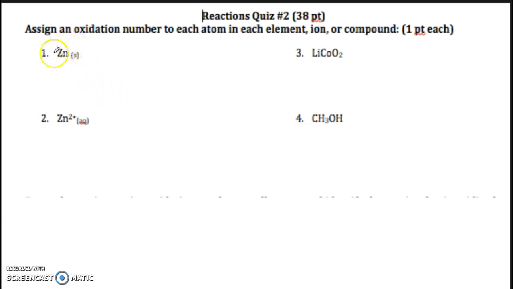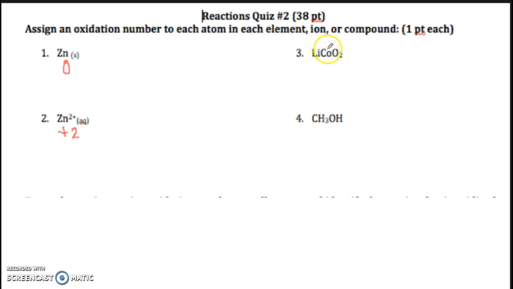So zinc, it's a metal here by itself, oxidation number 0. Zinc as an ion, you'll notice this is aq as opposed to a solid, and it's got the charge up here, so its oxidation number is the charge.